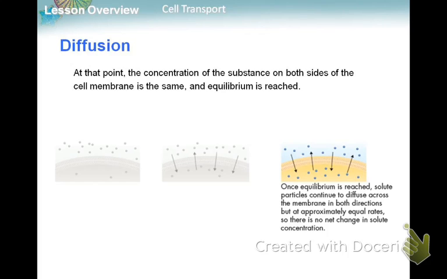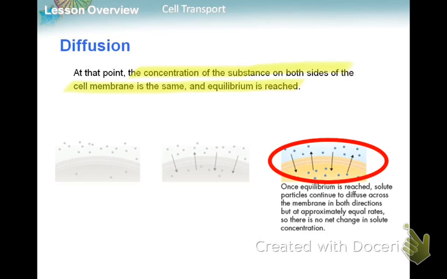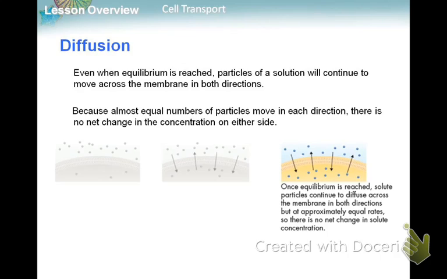When equilibrium is reached, that means the concentration on both sides of the cell membrane is the same. You can hear the word equal in there, equilibrium. So movement doesn't stop. Particle movement across the cell membrane doesn't stop at equilibrium. It's just moving in both directions in the same amount, as you can see here. So then there's no net change in concentration on either side.